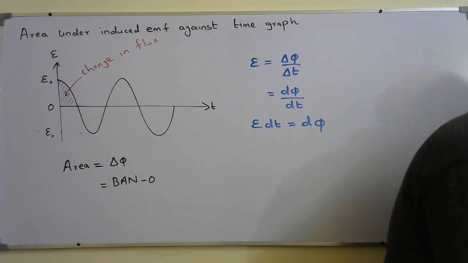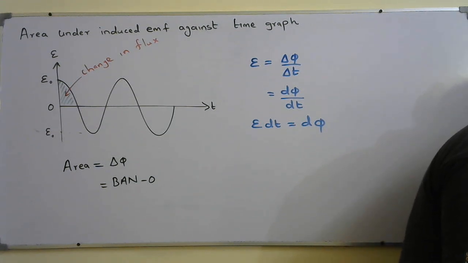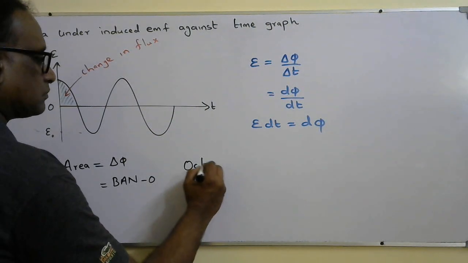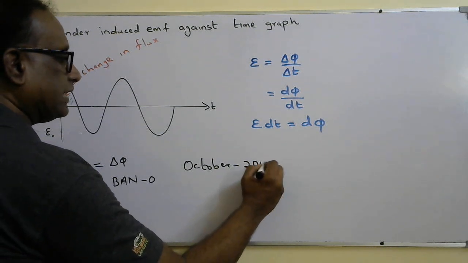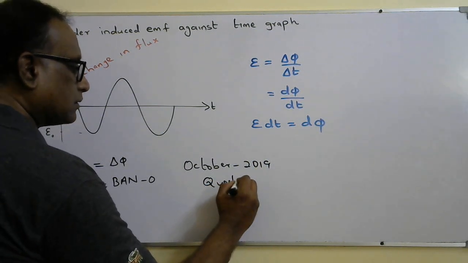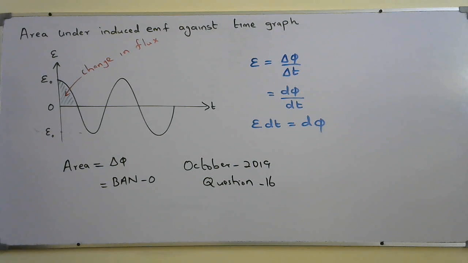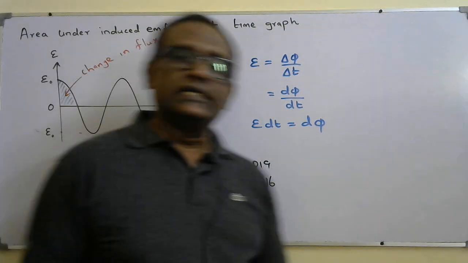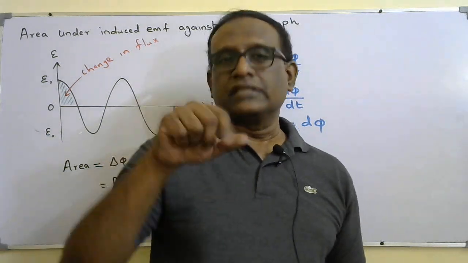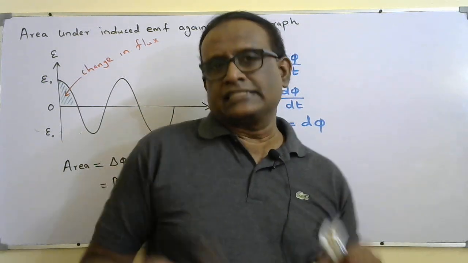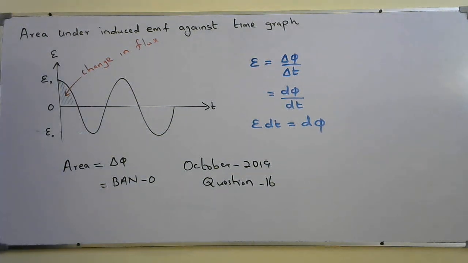That is October 2019, question number 16. The question is related to this one. You can find the area by counting the number of boxes, which you learned in unit 1 or in the practicals we do. If the graph covers more than half of a square, we take it as 1; less than half, we take it as 0. Anyway, it's up to you the way you find the area under the graph.